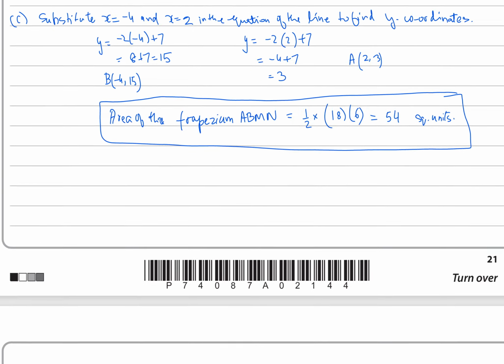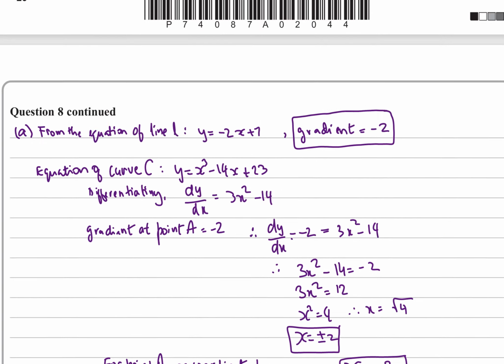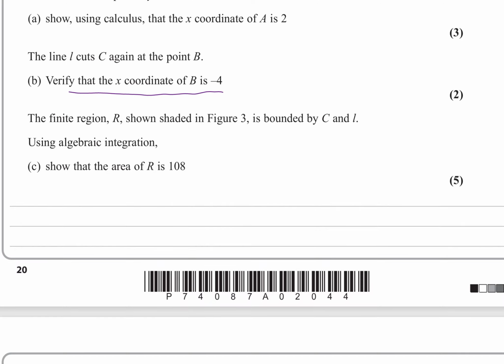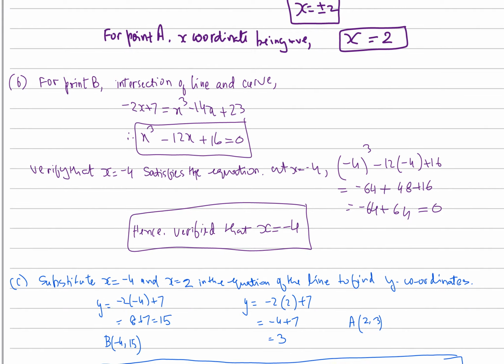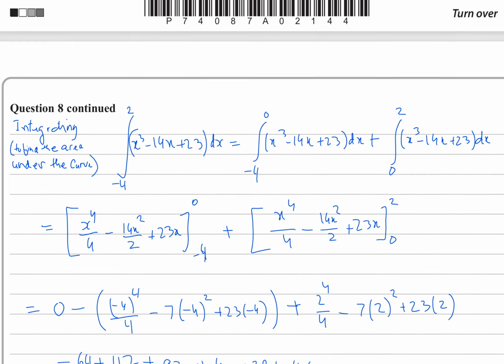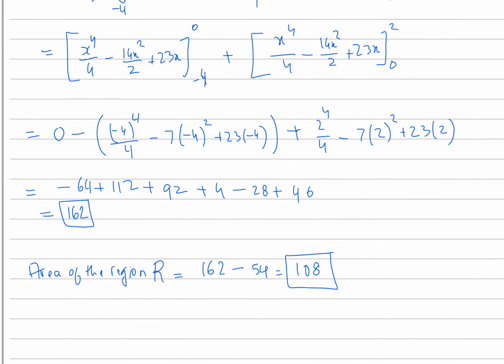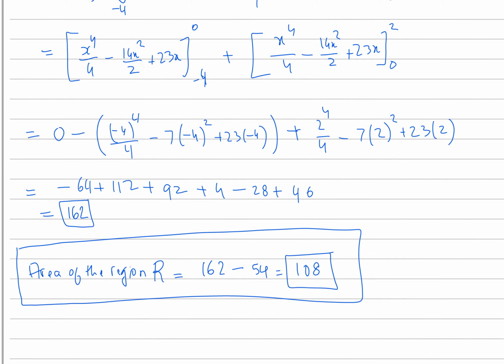And is that the answer? Probably is. I need to check. Yes, so we got it. The area of the region R is 108. So that's what we got. The area of the region R is 108. And that completes this question.